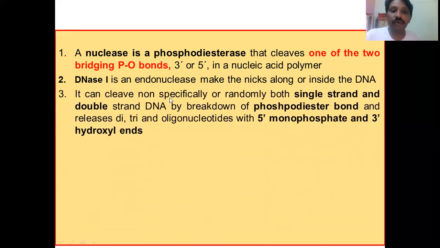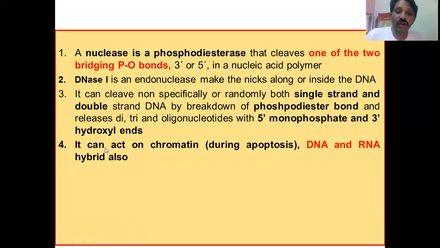It can cleave non-specifically, as I told you, it cleaves the DNA non-specifically or randomly, both single strand or double strand DNA. They break down by breaking the phosphodiester bond and release tri- or oligonucleotides with 5 prime monophosphate and 3 prime hydroxyl ends. So the products have 5 prime monophosphate and 3 prime OH hydroxyl groups.